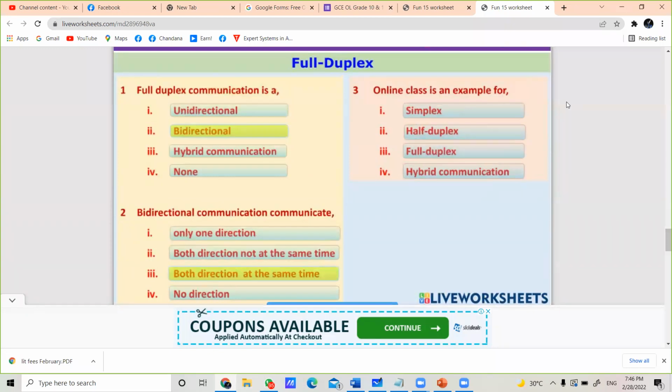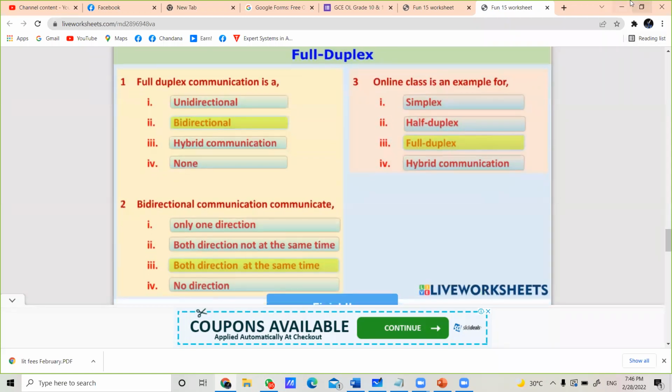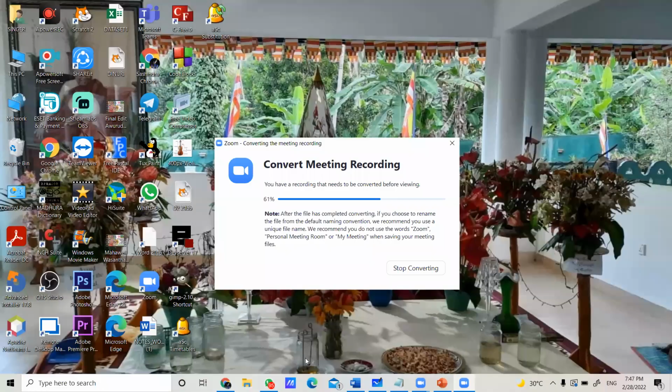Online class is an example for full duplex. I mentioned that example earlier also. Online class is a good example for full duplex. Right, that's the end of the discussion of the transmission mode. Then we'll move to the next part of the discussion.